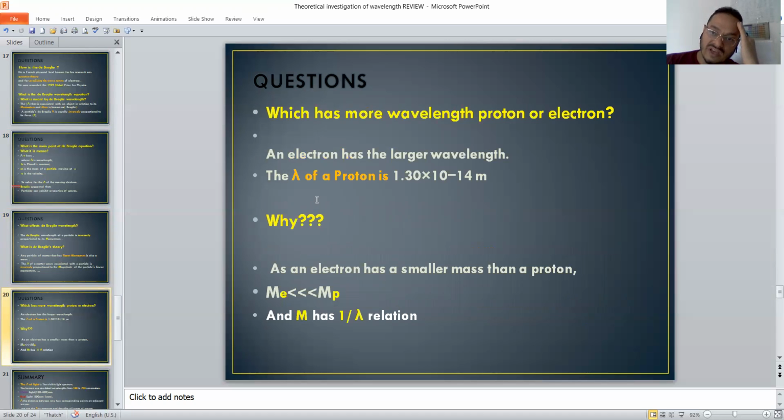Which has more wavelength, proton or electron? Like I said before, the electron has more than the proton. Yes, the electron has a longer wavelength than the proton. Why? Because the electron has a smaller mass than the proton, and we know the wavelength is inversely proportional to mass.